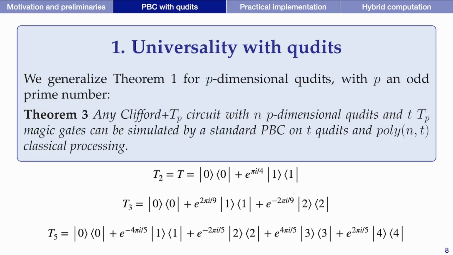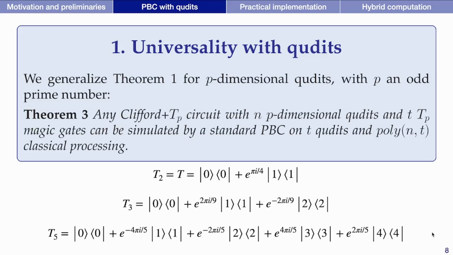Now to the present work. So this blue rectangle that you see now on the screen is just a snippet of the poster that I will be presenting, and is basically a generalization of the theorem by Bravyi, Smith, and Smolin, but now for p-dimensional qubits, where p is an odd prime number. So this is just stating that any universal Clifford plus T_p quantum circuit can be simulated by a Pauli-based computation on T qubits, where T is just the number of magic gates in the original quantum circuit.